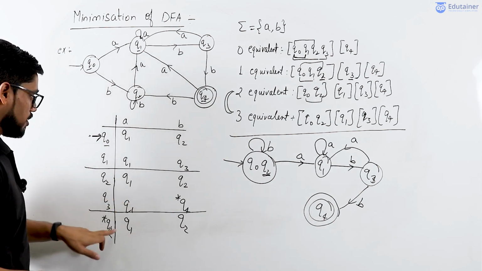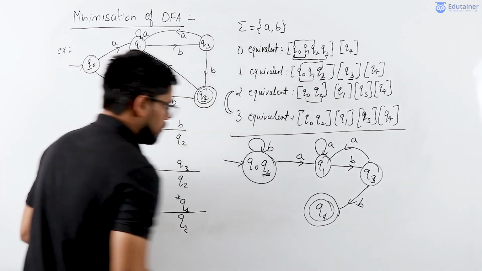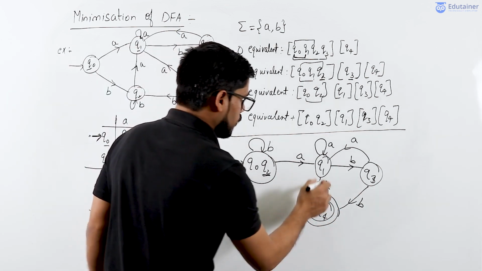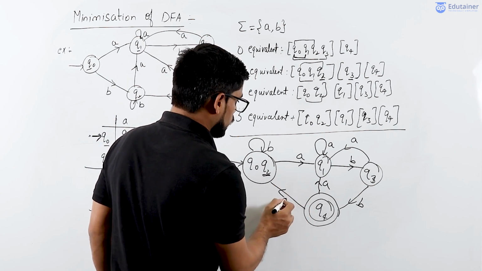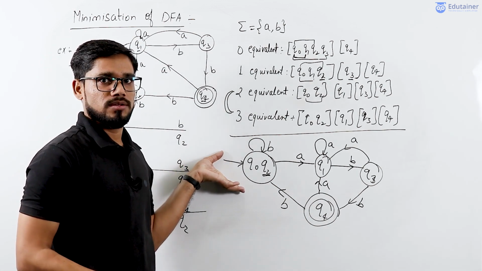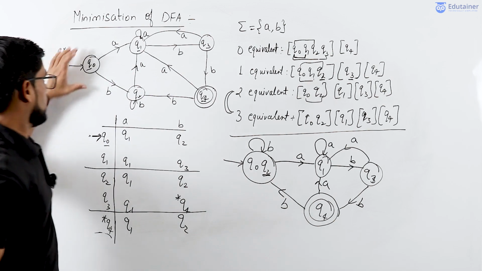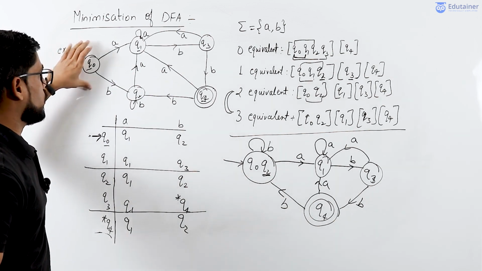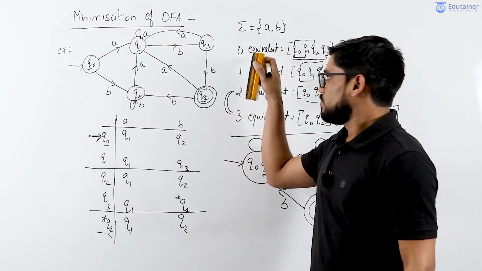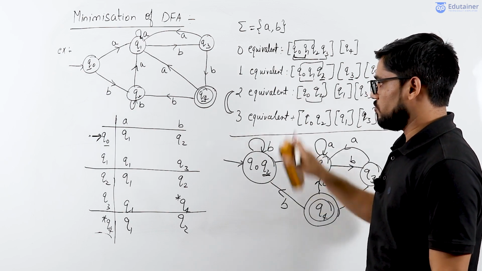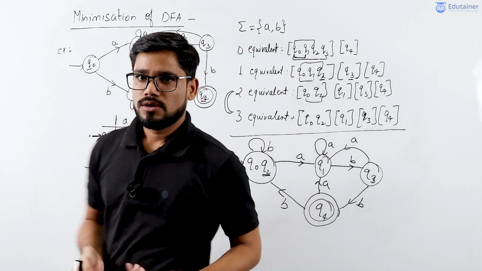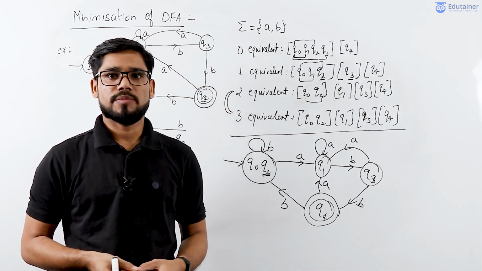Now the final state Q4 on small a will go to Q1, and on small b it will go to Q2. So this is the final minimal deterministic finite automata of this particular transition diagram. Whatever the language may be, you will apply this procedure to achieve the final minimal DFA. In the next video we will see one more example to understand the minimization of DFA.